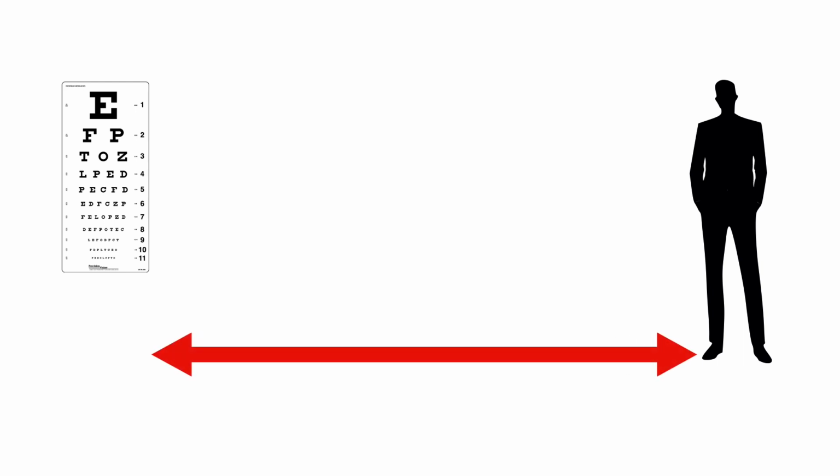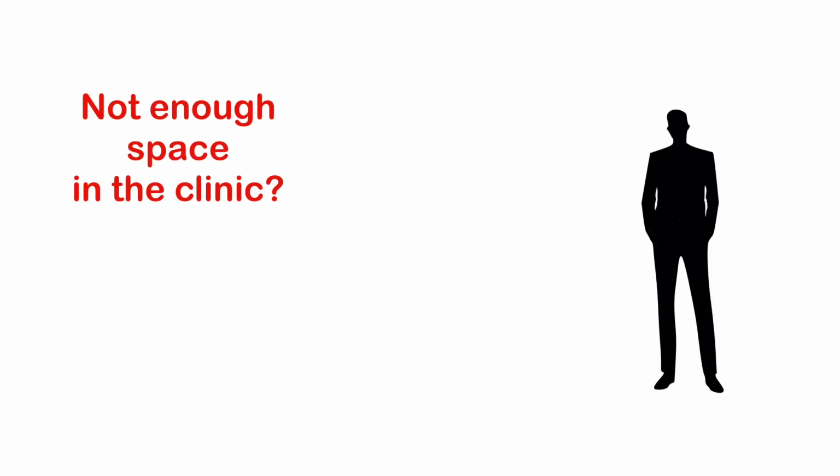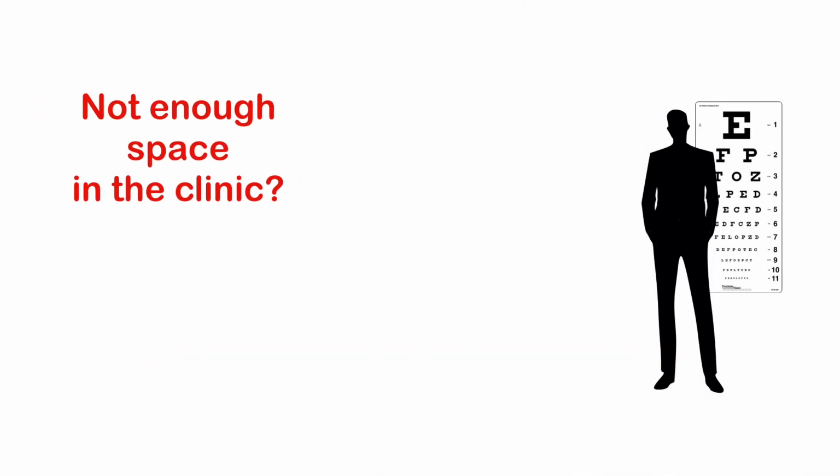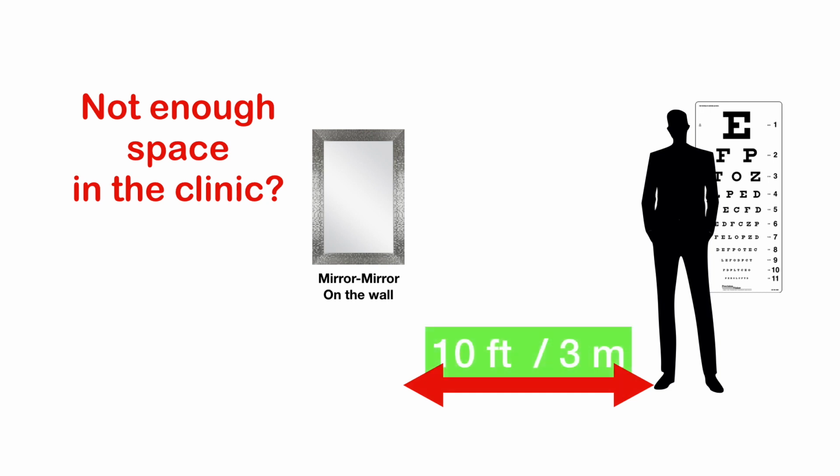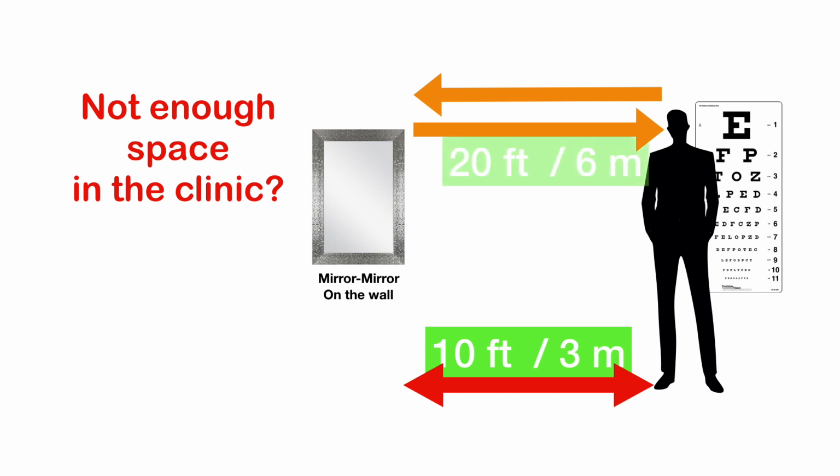Put the chart on a well-lighted wall and measure 6 meters or 20 feet and mark the floor so your patient will know where to stand. Some clinics are just not that large. So in that case, we put a mirror halfway to the chart, or 10 feet or 3 meters, which roughly translates to about double the amount because we bounce the light off the mirror.